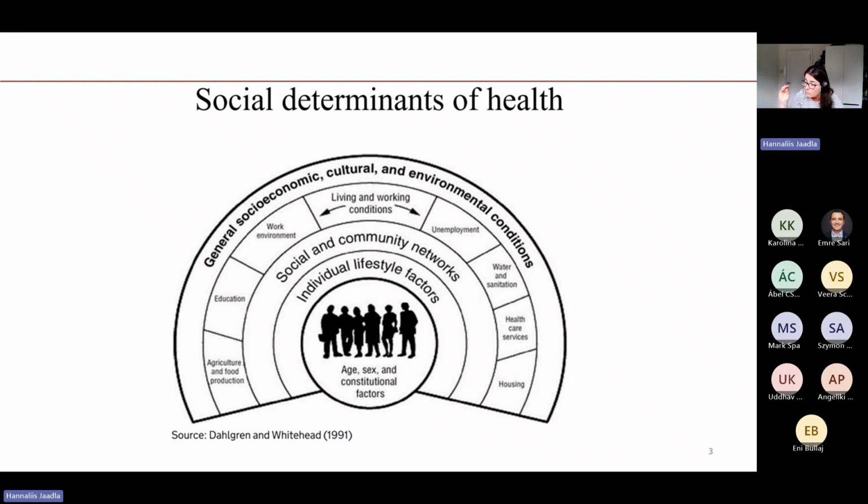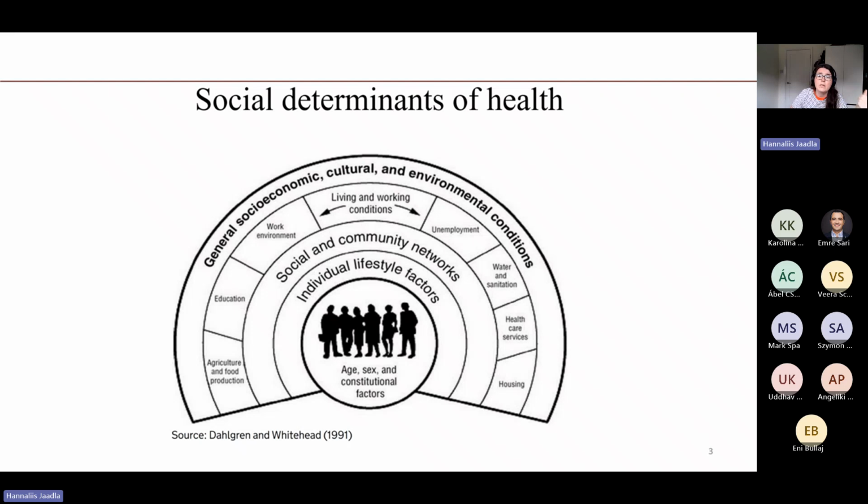So in the core of the model, in the middle there, you see the individual factors. People have their own individual characteristics, so that's the center of the model. But the surrounding layers that impact people's health are just as important. So there are the individual lifestyle factors. This could be smoking, diet, exercise, and those are very direct influences on people's health.